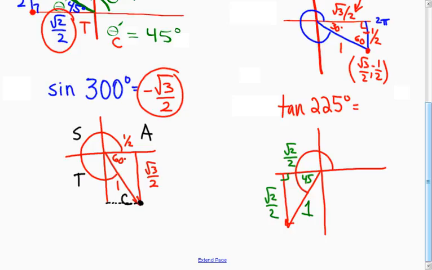And the tangent of 225 is positive 1, because I'm really dividing a negative y-coordinate by a negative x-coordinate. So negative divided by negative is a positive 1.